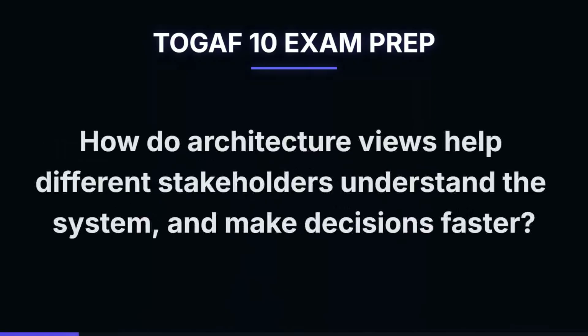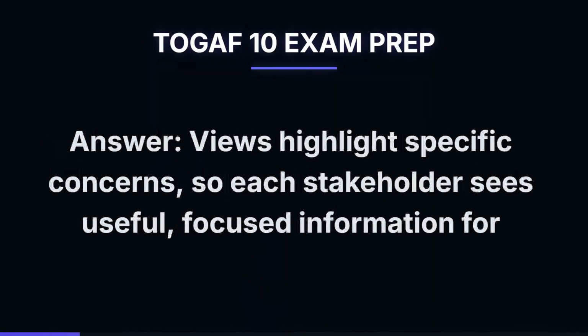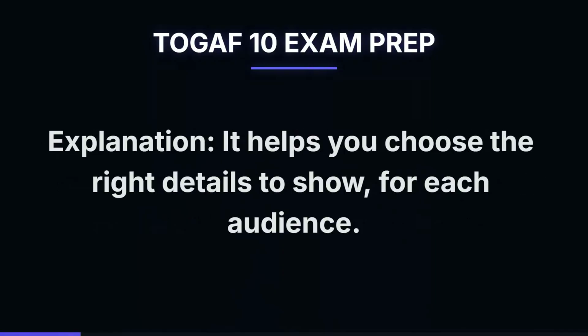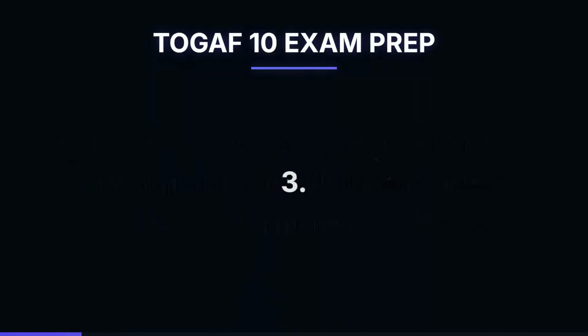2. How do architecture views help different stakeholders understand the system and make decisions faster? Views highlight specific concerns, so each stakeholder sees useful, focused information for action. It helps you choose the right details to show for each audience.